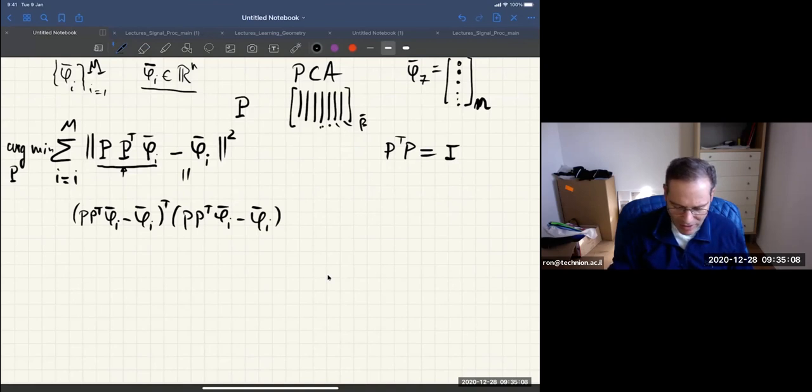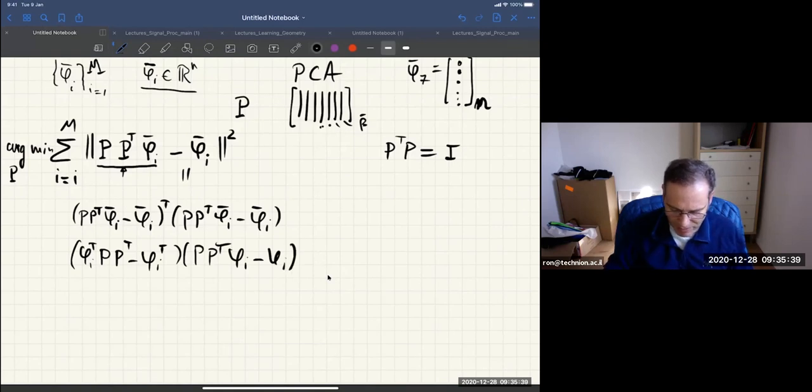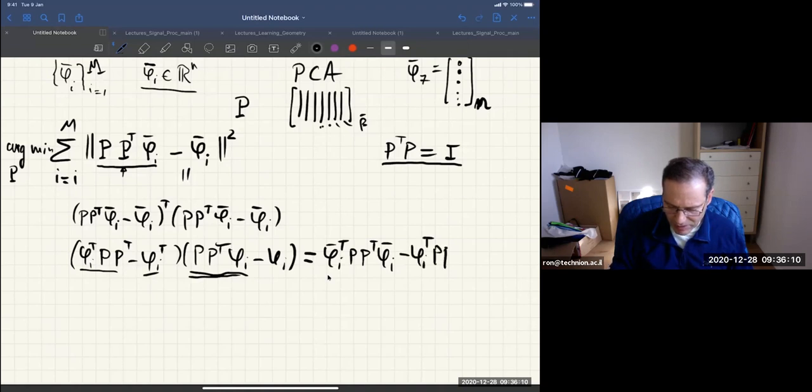Let's open the brackets here. Let's write it as follows. What we'll have here is psi i transpose P transpose minus psi i transpose, multiplied by P transpose psi i minus psi i. Okay, now we have to open these brackets. So what we have is that this guy times that guy would be psi i transpose P times P transpose psi i. Now, P transpose times P is nothing but the identity. So I have identity and all I have is psi i transpose psi i... Now I have this guy times that guy, so it would be minus psi i transpose P transpose psi i.